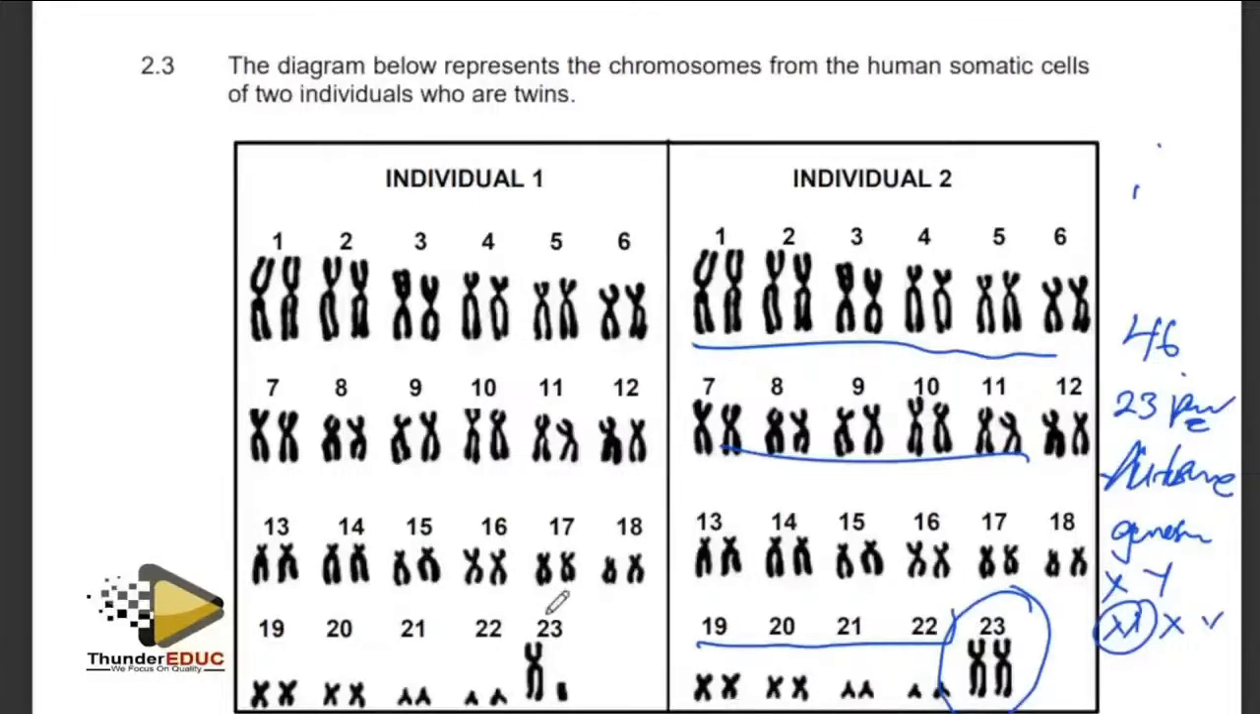Like this, and then they ask you which one is a male and which one is a female. Check. This one is short, and the 2 of them are long. Therefore, this one is a male, this one is a female. Give a reason for your answer.